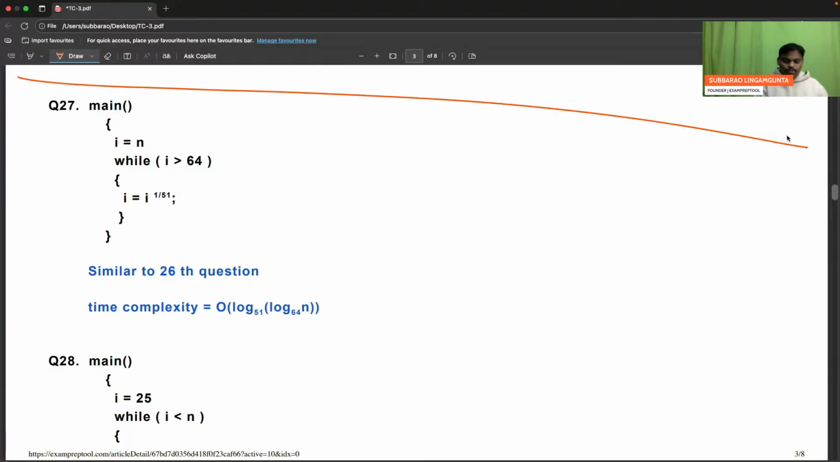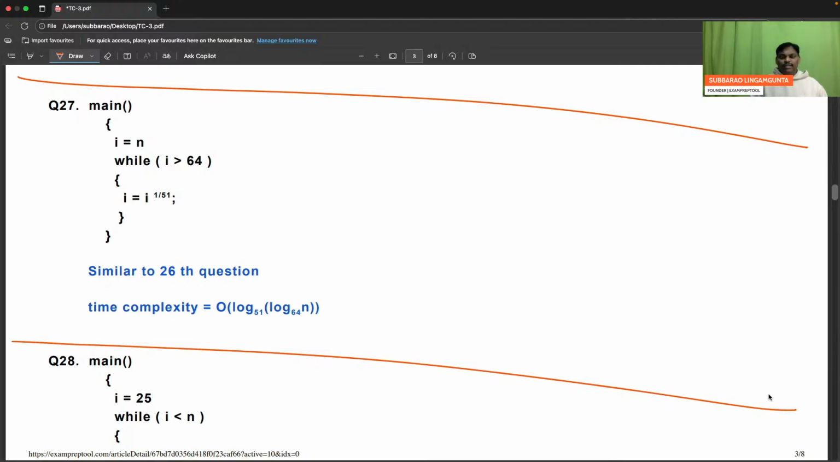Can you go to question number 27? Everyone try to understand. Same thing one more time. Very, very interesting. Some people are asking, sir, before starting, can you say the time complexity directly? See this one? I think root or power, both will be same time complexity. Log of log n. That is okay.